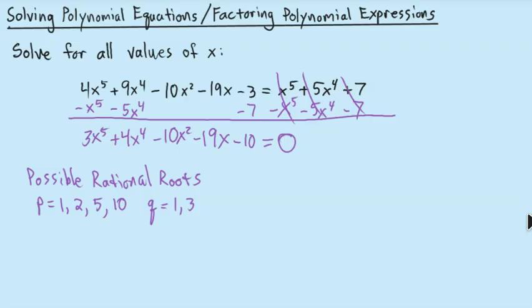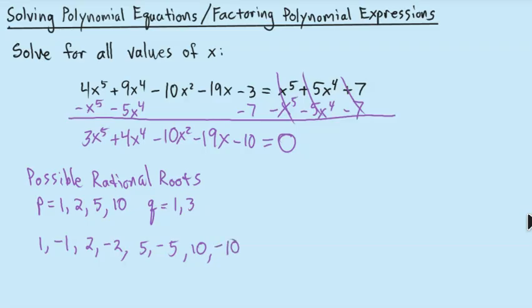And now what we're going to do is take each one of the p's and make a fraction where this is the numerator and these are the denominators. So for example, we're going to do 1 over 1. Well, 1 over 1 is just 1. So one of our possible rational roots is 1. And if 1 is a rational root, then negative 1 is also a possible rational root. Now we're going to do 2 over 1. Well, 2 over 1 is just 2, and then we're going to do negative 2. We're going to do 5 over 1. Well, that's just 5, and so we're also going to do negative 5. We're going to do 10 over 1, and so that's 10, and we're also going to do negative 10.